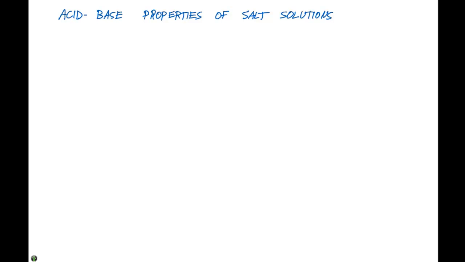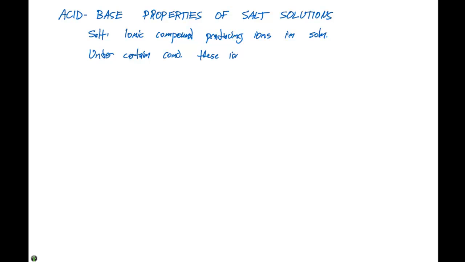In this video, we're going to look at acid-base properties of salt solutions. And before we do that, let's quickly define what a salt is. A salt is an ionic compound producing ions in solution. And under certain conditions, these ions behave as an acid or a base.